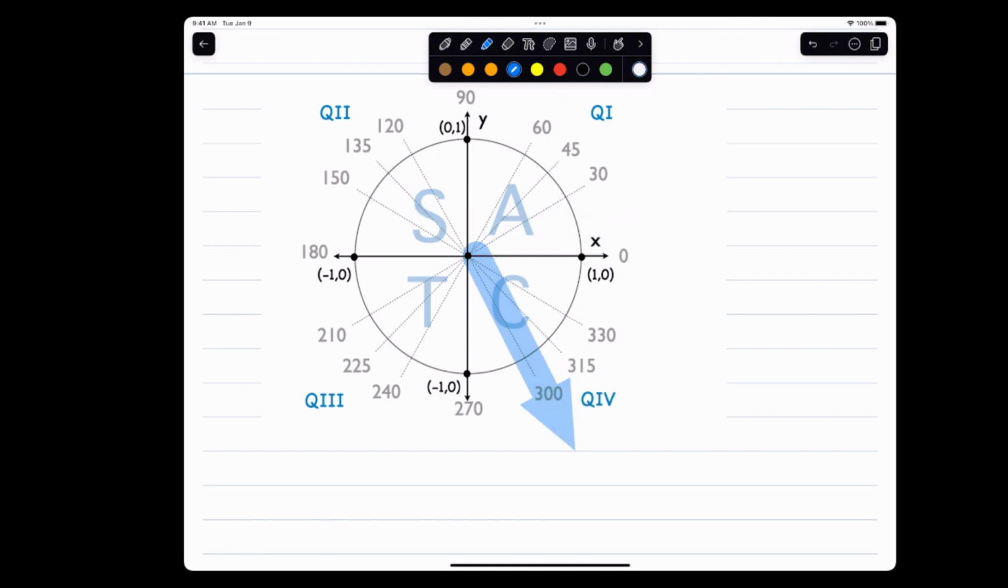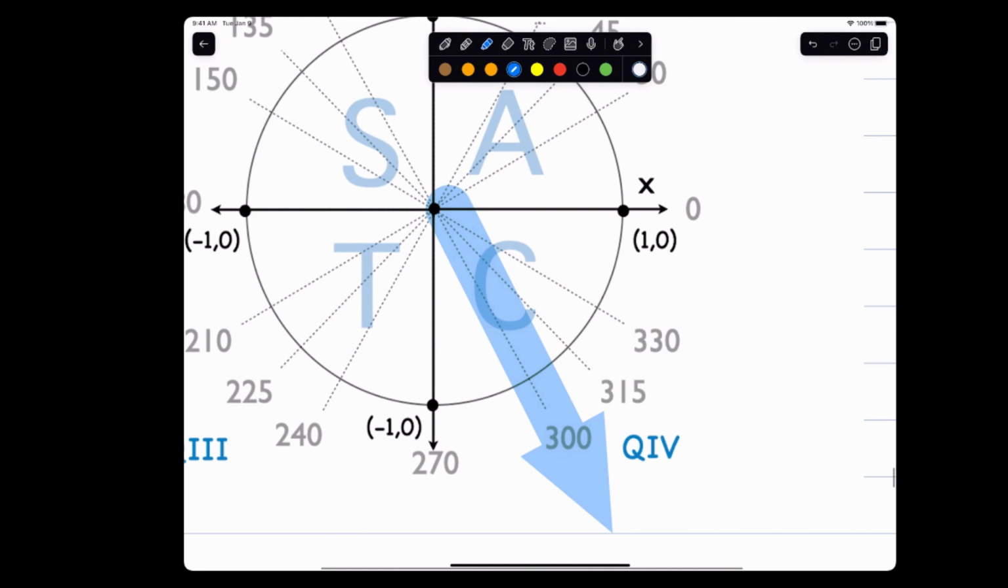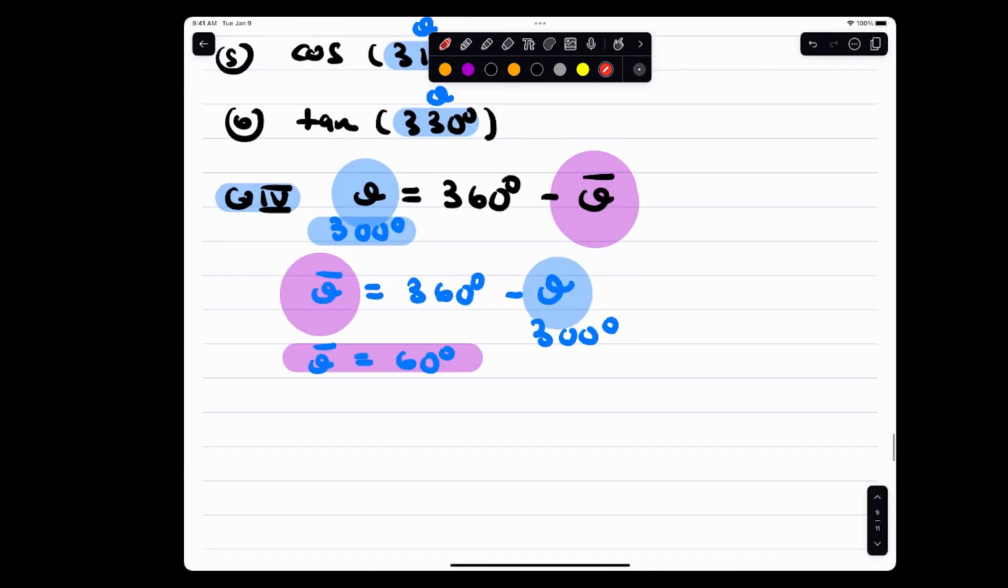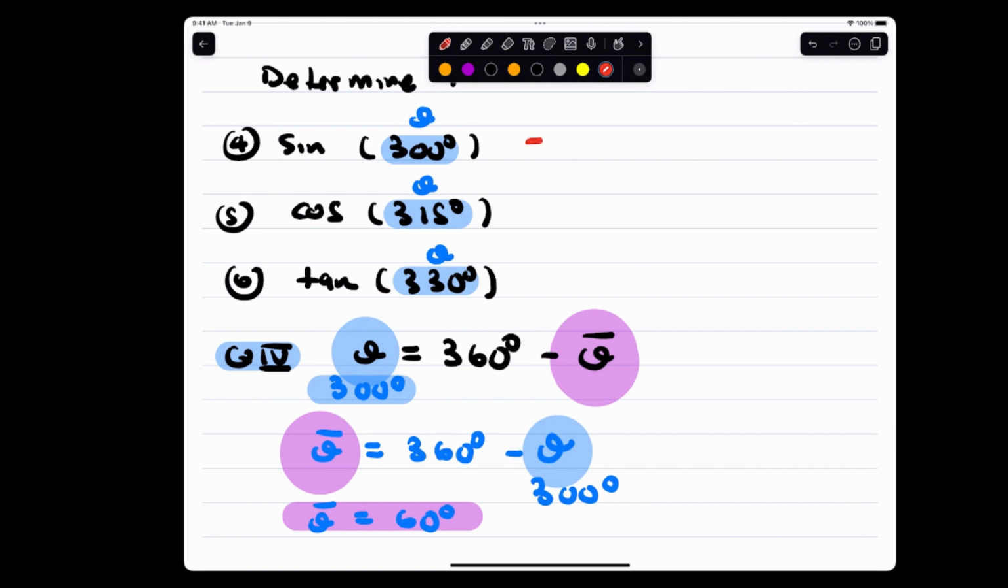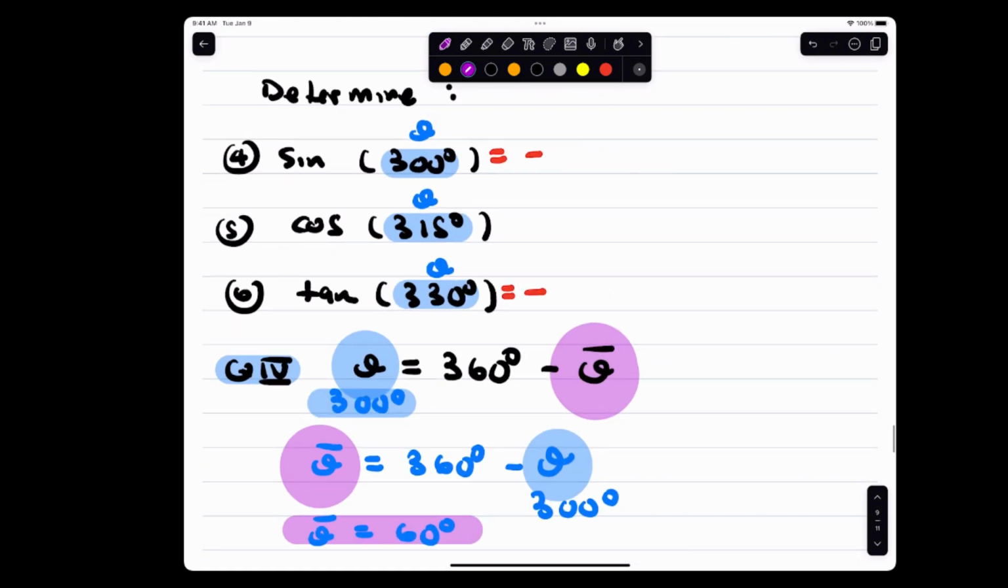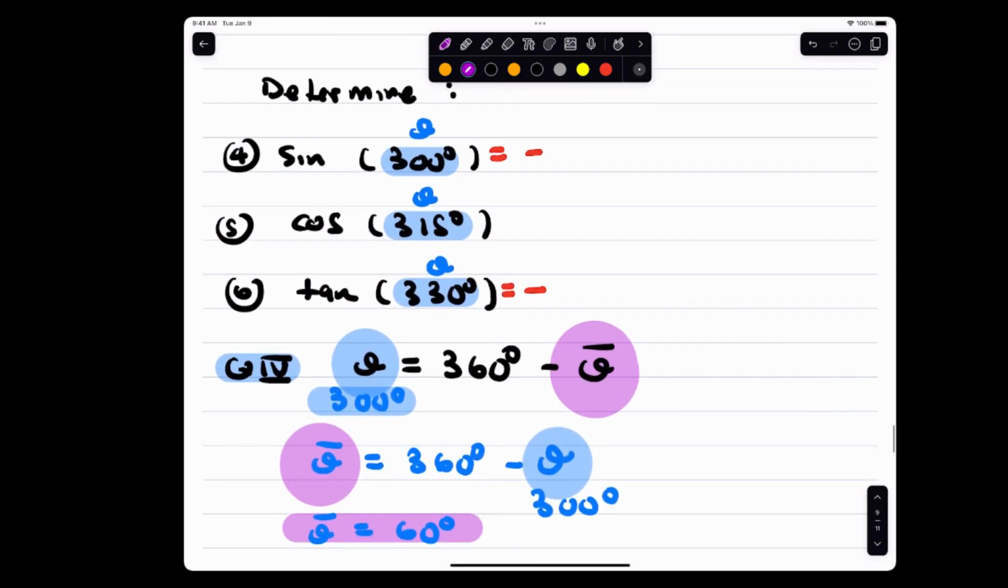There's that 300. So what does all students take calculus actually mean again? Do you guys know? What does that mean? Yeah, cosine is what? Positive. So it means that cosine in quadrant 3 is positive. Sine will be negative. Tangent will be what? Negative. Right? All students take calculus. Sine is negative in quadrant 4. Tangent's negative. Cosine's positive. So here, this will be negative. This will be negative. But we already know the reference is what? 60.